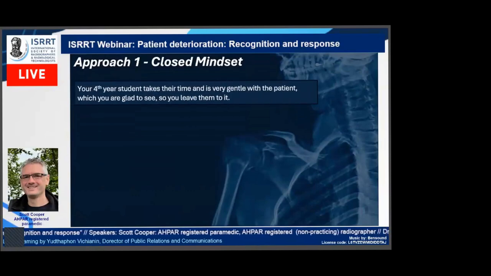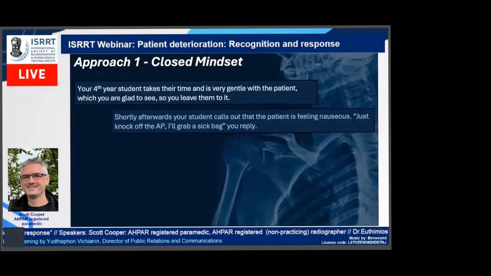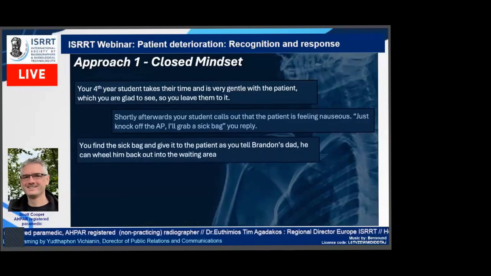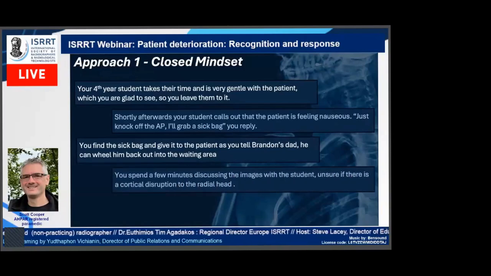Again, with a closed mindset, you get your fourth-year student to do the x-ray because you know they're very capable of it. And you basically are not really paying much attention, but you soon hear the student call out that the patient's nauseous. So you tell them to quickly do the AP and you'll grab a sick bag. You go back in and give the sick bag to Brandon, and you tell his dad that they can basically wheel themselves back out into the waiting room while you check out the x-ray.